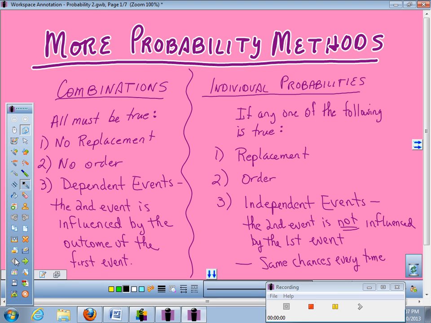On the other hand, over here on the other side, I have independent events. If they're independent events, what happens on the first one has no impact on the second one. My best example of that is when you roll a die. If I roll a die and get a 5 on my first roll, does that have any effect on what I get when I roll the next time? No. That's an independent event. So rolling a die is an example of independent. Same chances every single time.